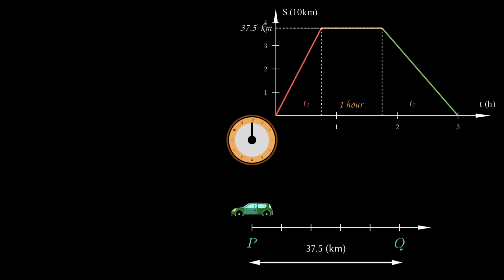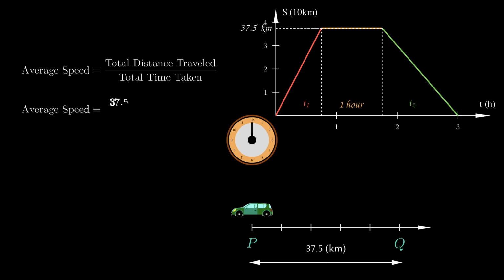This displacement time graph is identical to the previous one, except for the segment representing the idling period at point Q. The new graph includes a flat, horizontal line during the 1 hour stationary period, distinguishing it from the continuous positive and negative gradients of the previous graph. The average speed is calculated using this formula. This equation includes all time intervals, even when the vehicle is not moving.